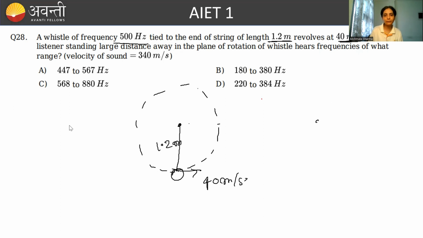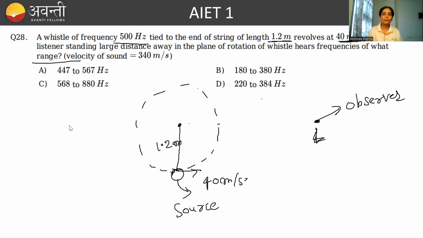A listener standing at a large distance. Now look, the listener is one, suppose the listener is here, sitting at a large distance in the plane of rotation of the whistle, and he or she hears frequencies of what range. Okay, so now look, the listener is here, that is the observer, and this is the whistle that is producing sound, so this is the source. If observer and source are at rest, whatever frequency of sound the source is releasing, the same frequency the observer will hear, but here the source is moving. Okay, so here the source is moving towards the observer, and here its velocity is in this direction, and here its velocity will be in this direction. So here the source is moving towards the observer.